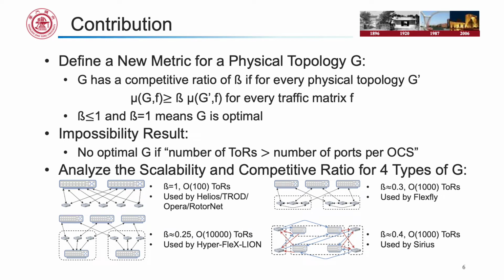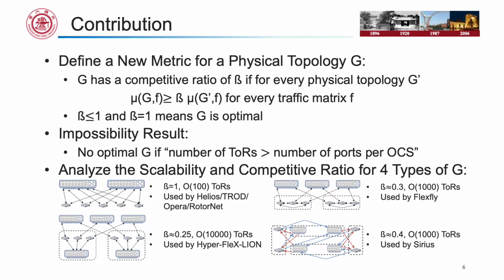Here are the contributions of our paper. First, we introduce a new metric to measure the goodness of a given physical topology G. We say a physical topology G has compatibility ratio of beta if for any physical topology G prime and any traffic matrix F, the throughput under G is at least beta times the throughput under G prime. Beta is smaller or equal to 1, and beta equal to 1 means that the physical topology is optimal. Second, we prove that when the number of TOR switches is larger than the number of ports per OCS, no physical topology is optimal.